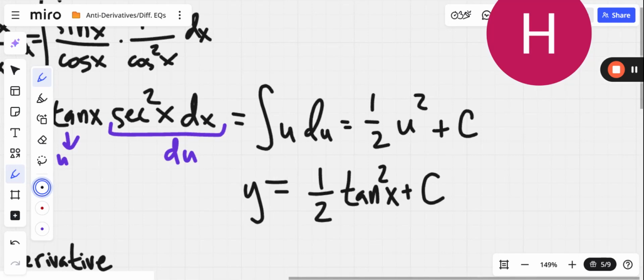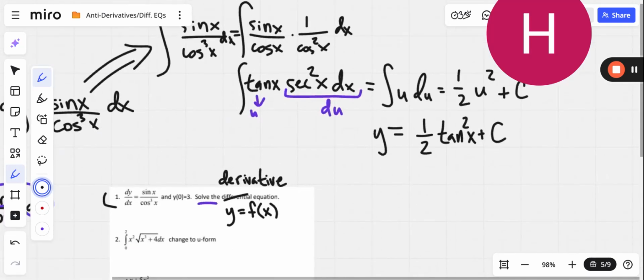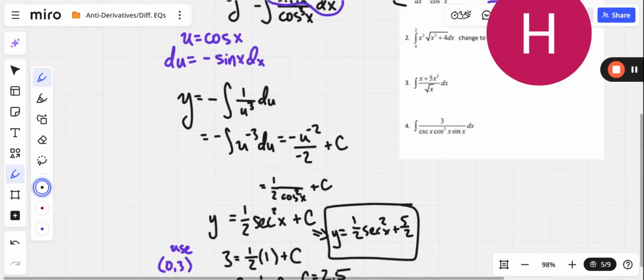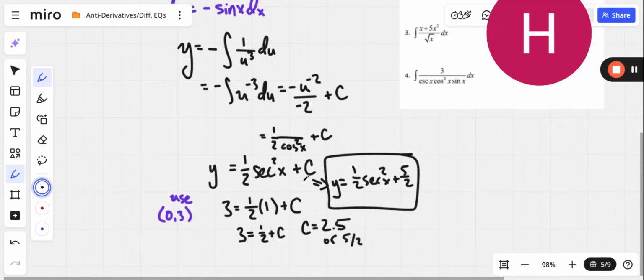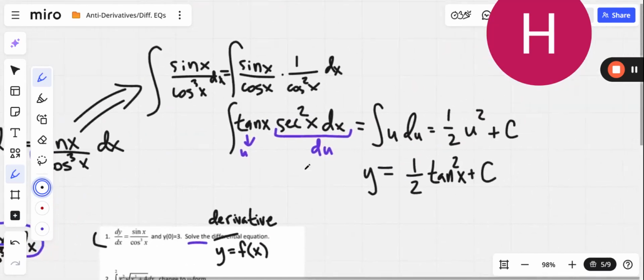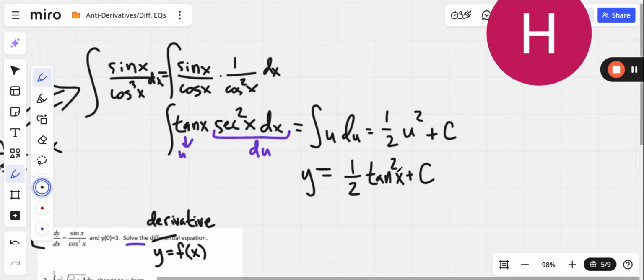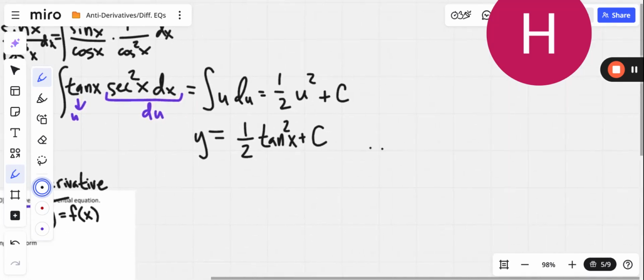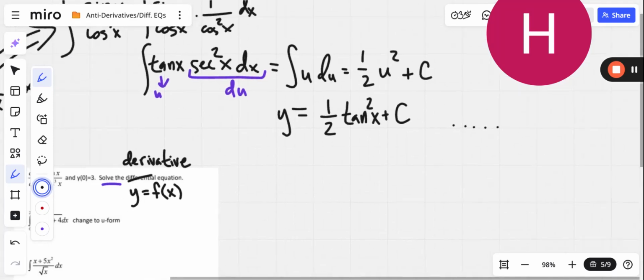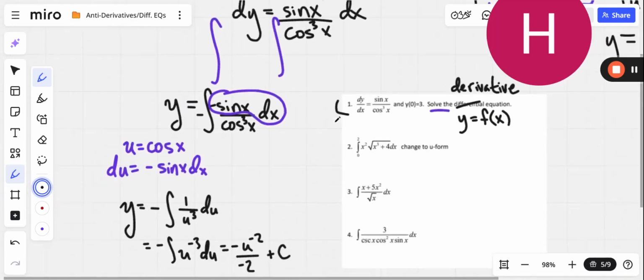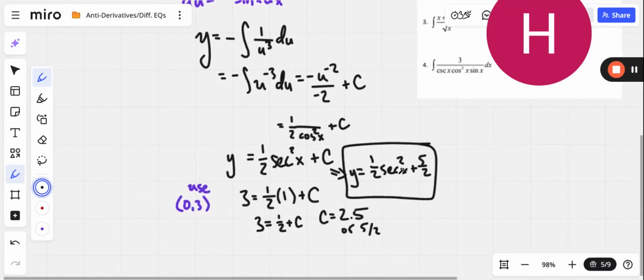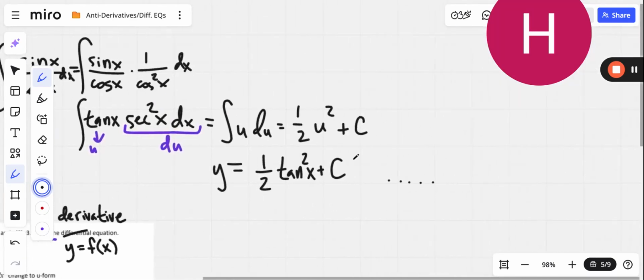But wait a minute. I thought y equals 1/2 secant squared plus c. How the heck are we getting 1/2 tan squared plus c? Secant squared and tan squared are completely different functions, right? Right? Those can't be the same. Tangent squared and secant squared, those must be different. Right?